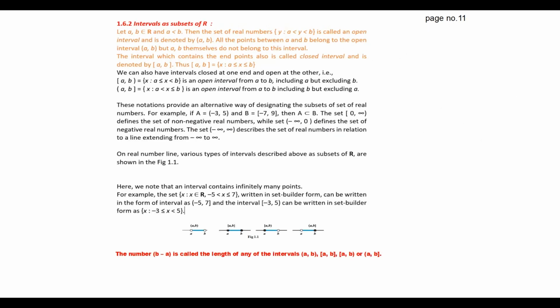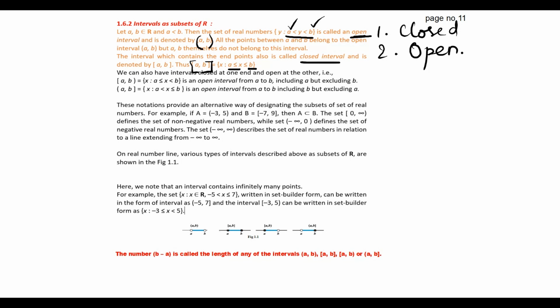Next, 1.6.2, intervals as subsets of R. There are two types of intervals: one is the closed interval, another is the open interval. Consider this condition: y is greater than a and less than b. Here, y greater than a means it will not contain a, it should be greater than a. And less than b means it should not contain b, it should be less than b. So this we call an open interval, and it is represented by this bracket.